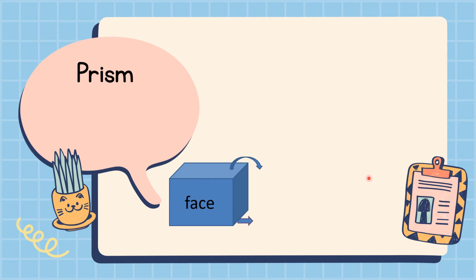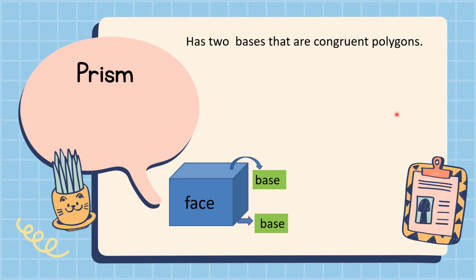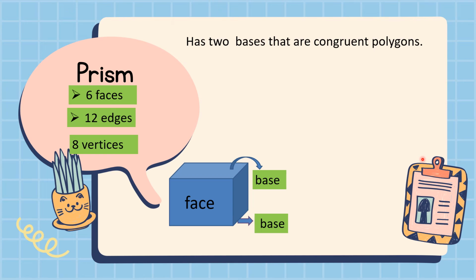Next, we have a prism. Okay, this is a rectangular prism because the base is a rectangle. That's the base, another base, and this is the face. So a prism has two bases that are congruent polygons. It means equal in length and same shape. That's what it means when we say congruent. Same size, same shape. So a prism has 6 faces, 12 edges, and 8 vertices.